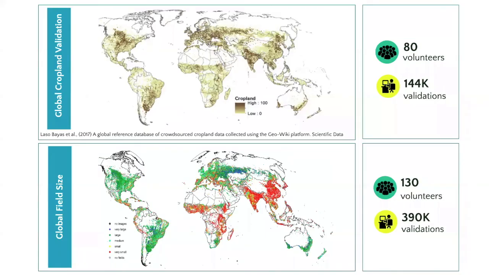One example of this kind of data collection we ran a couple of years ago, not the most recent campaigns, was the global cropland validation and global field size campaign. We had 46,000 unique locations which were visited independently by three separate users. We had around 80 volunteers and 144,000 validations for the first campaign, and 130 volunteers for 390,000 validations that we collected. Important to say, whenever you try to engage citizens in crowdsourcing, the task itself is also important.